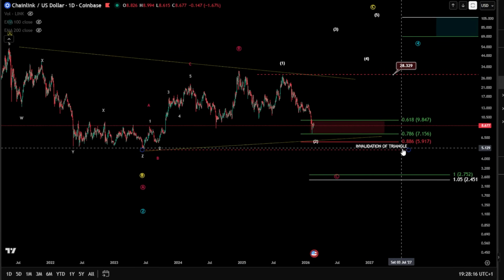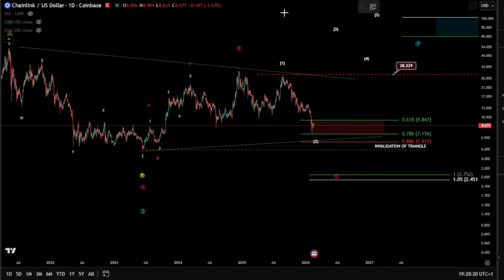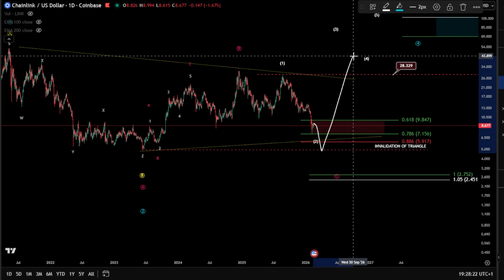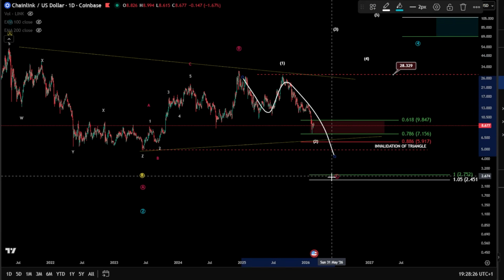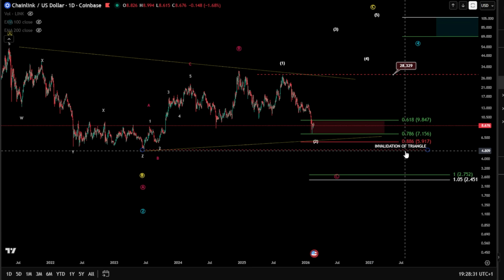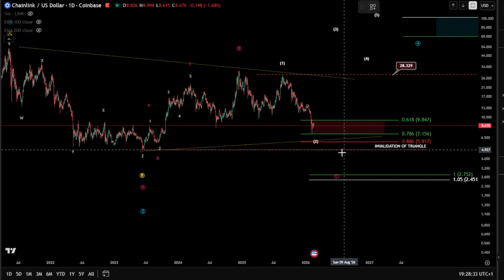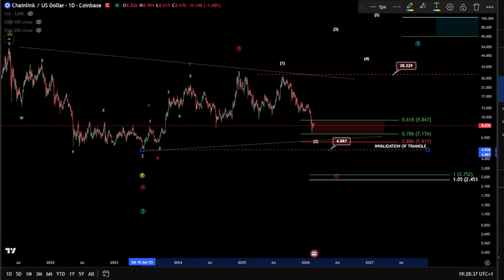I would say let's take the low simply here, invalidating the triangle, because once we take the low, we might see a reaction there. We'll see, of course, because it might be a finished zigzag. So let's watch the low here, and I would say, finger crossed. More than this, I can't say regarding Link.